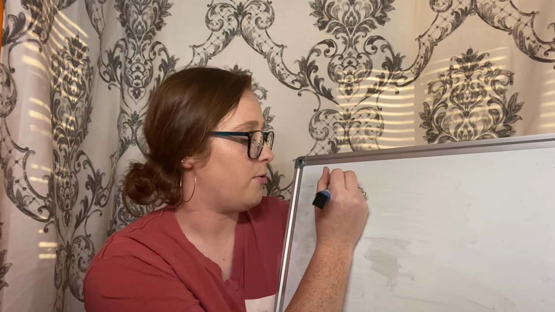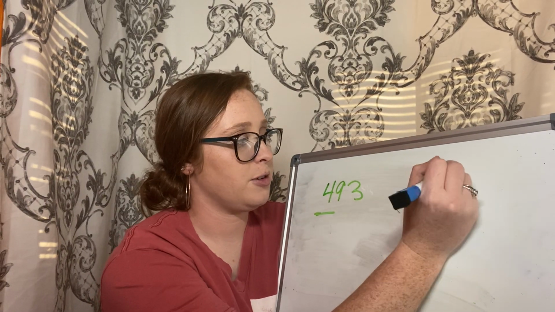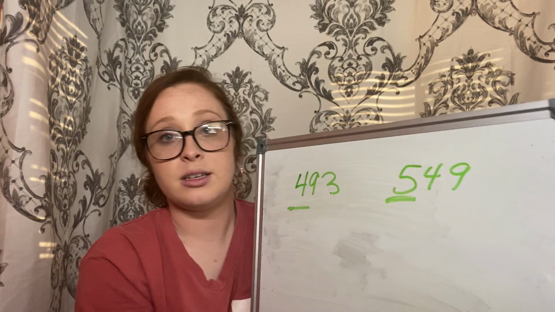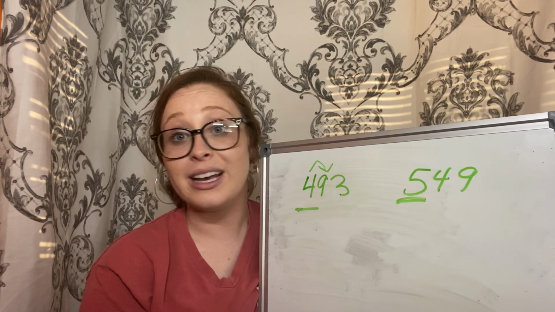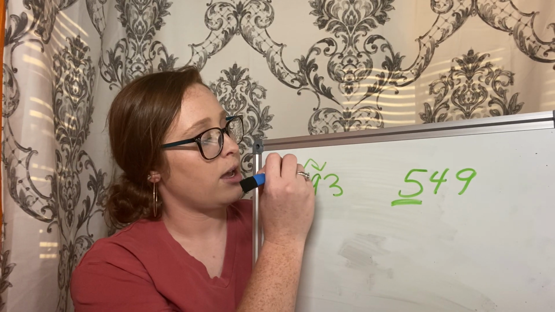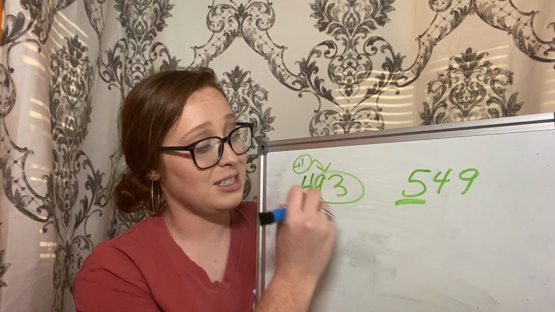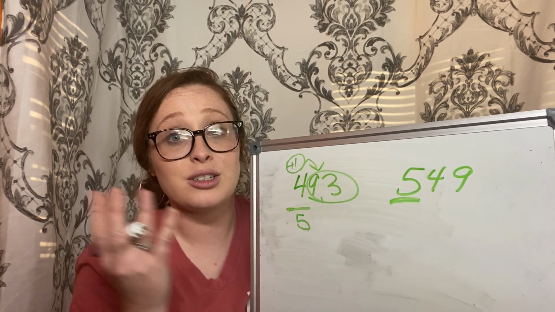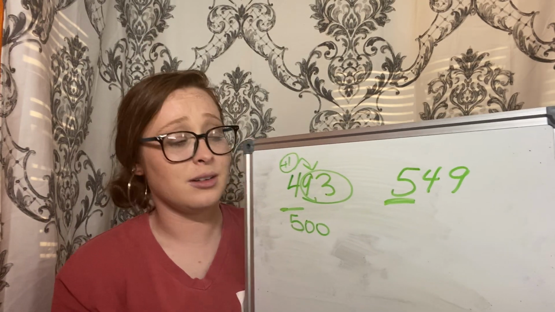Okay, so I have 493, and my 4 is underlined. And then I got 549, and my 5 is underlined. Okay, so here's my 4. Go next door. What number is that? That's a 9. Is that 4 or less, 5 or more? 5 or more, so that means I'm going to go back to the 4 and add 1 more. So 1 plus 4 is 5. Now, all these numbers behind the underline turn to what? A 0. So that turns to a 0. So my answer is 500.